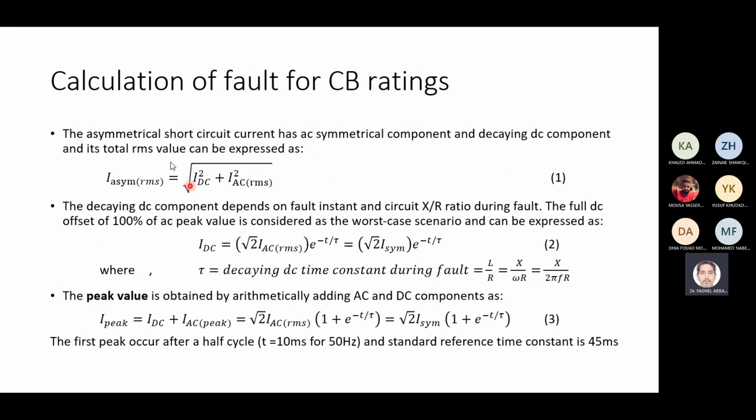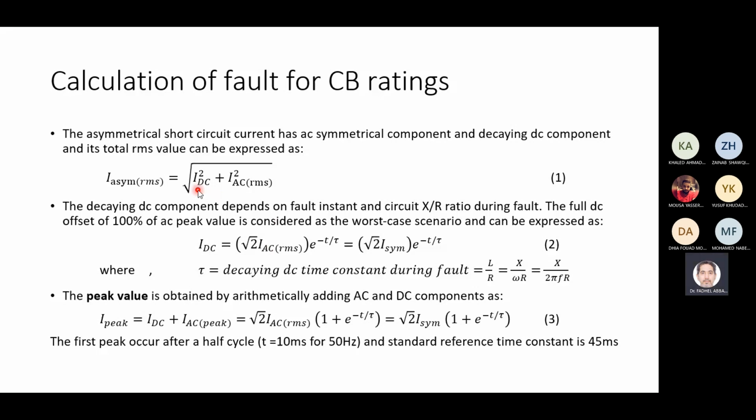So now to calculate the fault current, as I told you, the fault current has a DC component and an AC component, and we call this the asymmetrical current in RMS value. Now the DC value, as a worst case scenario, what will it be? It will be the same as the peak of the AC value. So this is the worst case scenario. Decaying DC depends on the moment at which the fault occurs.